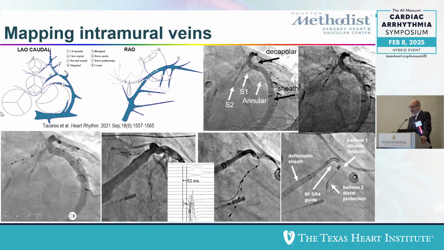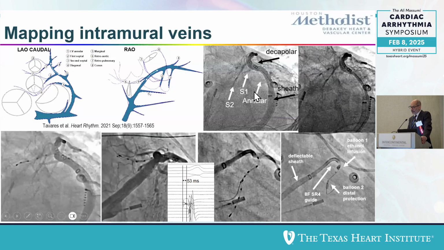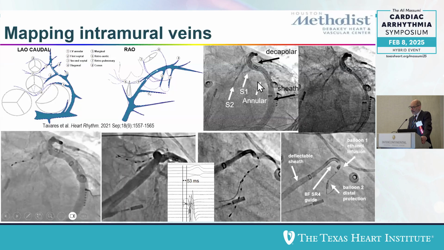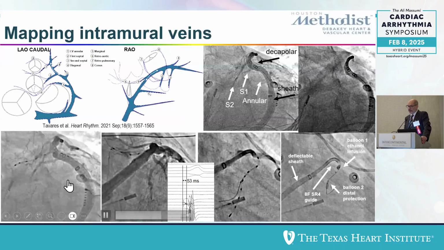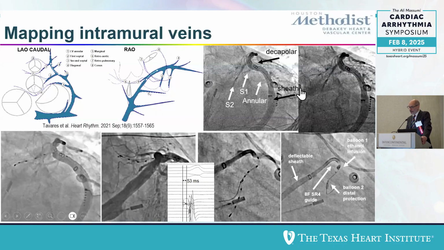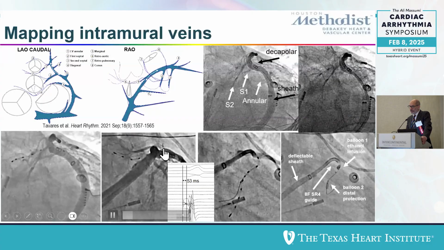Using, again, this schematic, we go to the LAO caudal, and we get venograms, and you will see there's a tiny, thin annular vein, there's a septal 1 and a septal 2. And then we set out to start mapping these veins. And now this is LAO caudal. You can see in LAO caudal, just to show here how it looks in RAO.